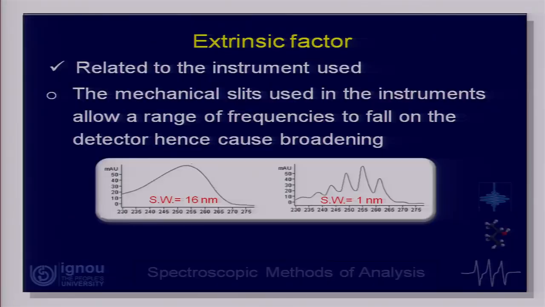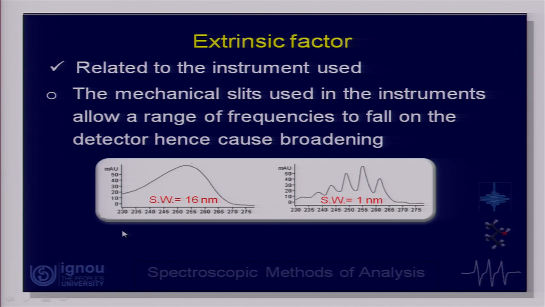When we use different kinds of slits, we find that it is not only one particular radiation going through, a range goes through. This picture is illustrative by itself. This is the spectrum for a given system obtained using a slit width of about 16 nanometers, and as against that, this is when the slit width is 1 nanometer. When we have a wider slit width, more radiation passes through, so you get a broader spectrum. If I use a very narrow slit width, we get a better spectrum. We will elaborate on that later when we talk about spectra.